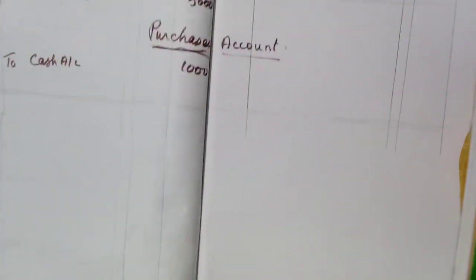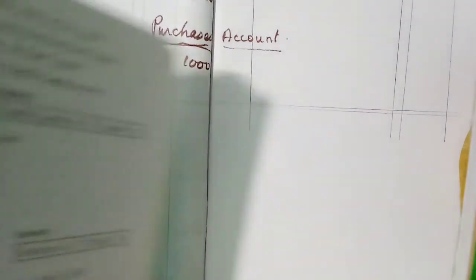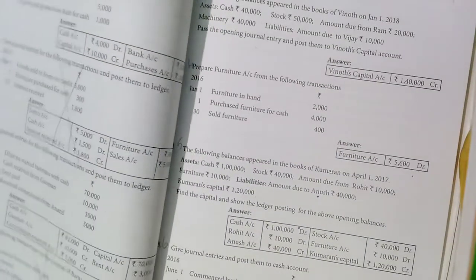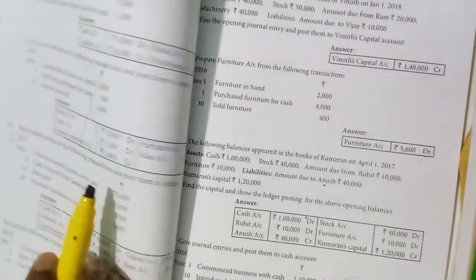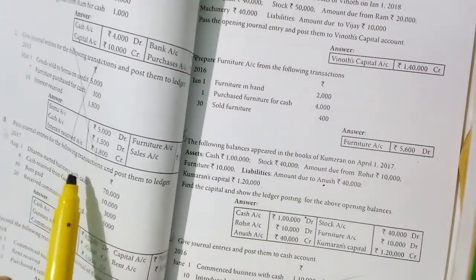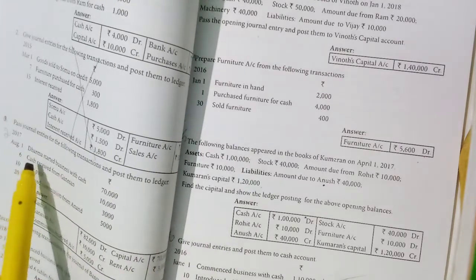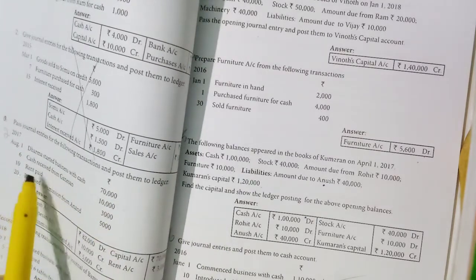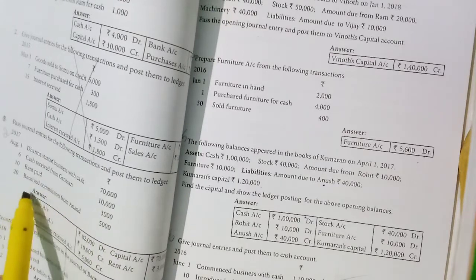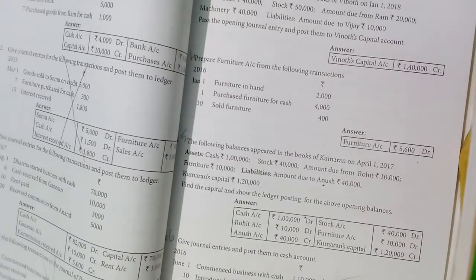First we will pass the journal entries. Okay. Second problem I will read out. Pass journal entries for the following transactions and post them to ledger. 2017 August 1. Dharma started business with cash. Cash received from Ganesan. Rent paid. Received commission from Anand. So, we need to prepare the journal entries.